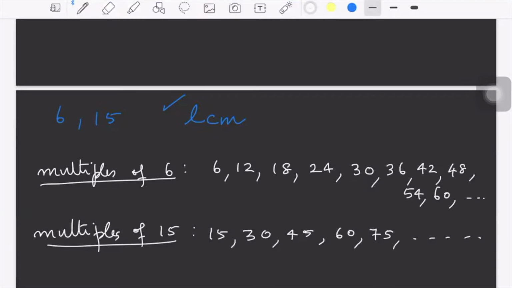Now, can you tell me what are the common multiples from the list so far? From the numbers I've listed down so far, what are the common multiples of 6 and 15? Of course, this is an infinite list. Both of them are infinite lists. You have an infinite number of multiples for 6.